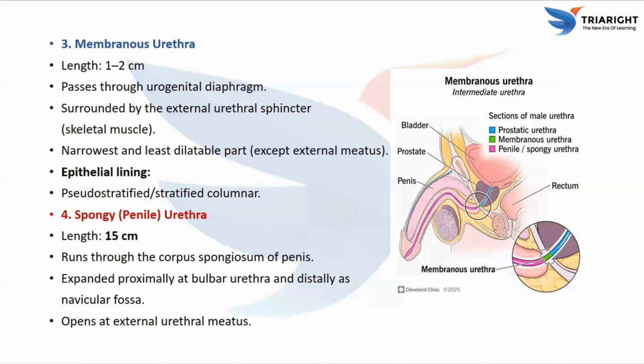It also has an epithelial lining. The type of cells inside it is a pseudostratified or stratified columnar epithelium. The membranous urethra is a common site where injuries or strictures occur, especially in pelvic fractures. It is very important in continence control because of the sphincter.